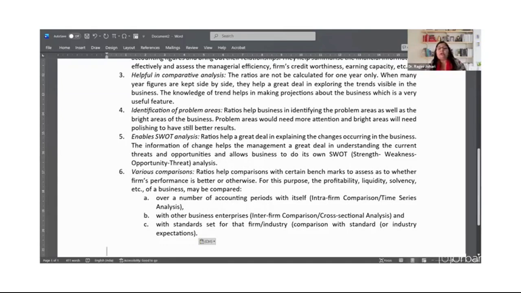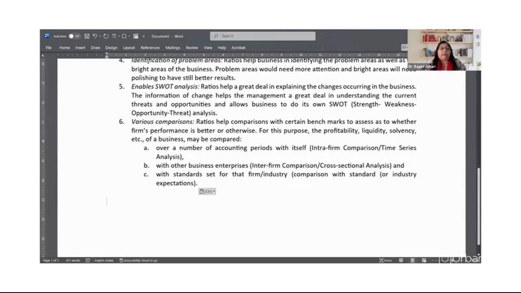Various other comparisons are also possible, right? So those comparisons we will be doing together when we do the questions. Now, as I said, advantages are there, but these advantages don't come alone. Obviously, we have limitations also. So what are the limitations of accounting ratios? Let's see that as well.